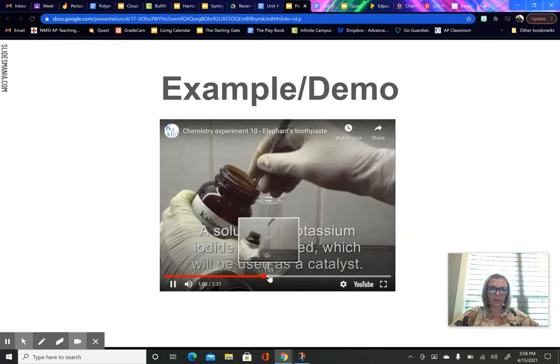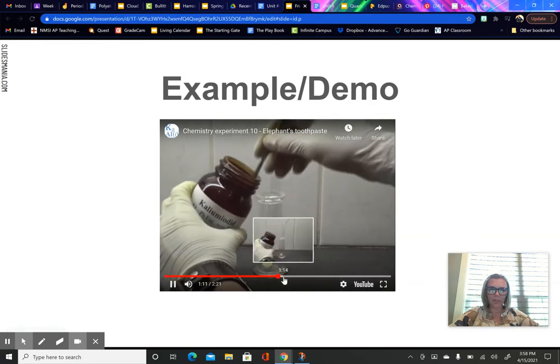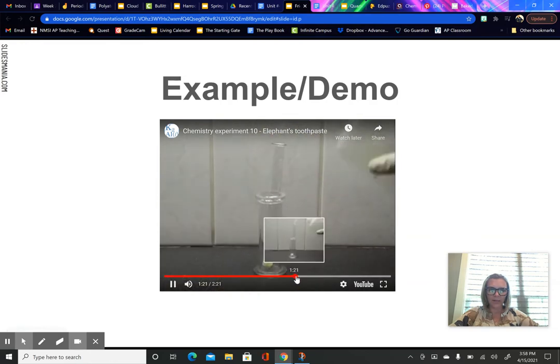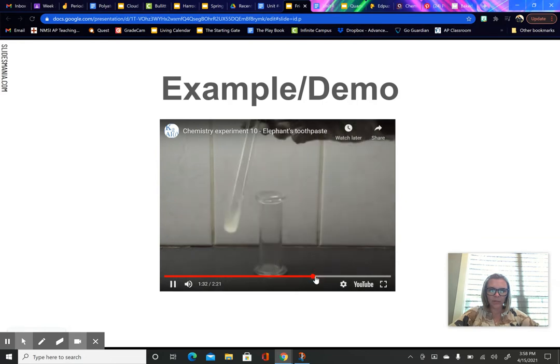I don't know that I really care about preparing the potassium iodide solution, so I'm going to fast forward past that. Why do we have to know about that part?